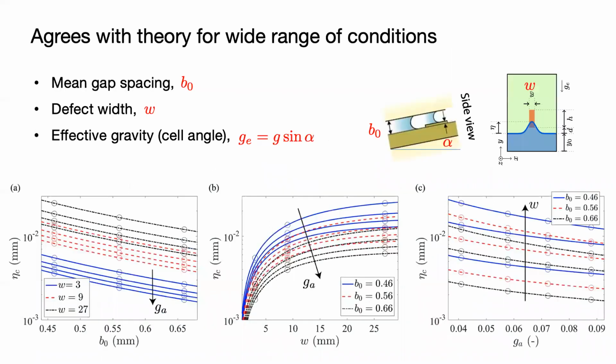And we also checked analytically versus many other types. So we have many experiments, but we can also, of course, play very easily with the analytical model, and there's a perfect match for various gap spacing B0, the defect width W, and the angle of the effective gravity. So there is an exact match, up to the numerical accuracy, with the simulations.